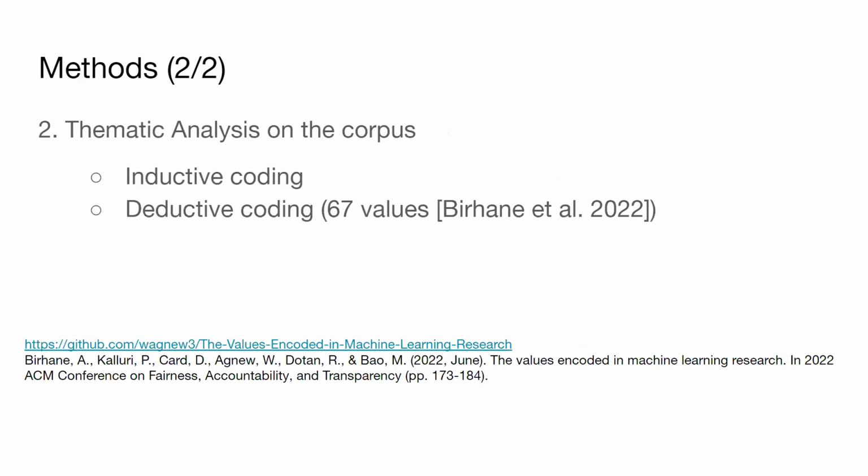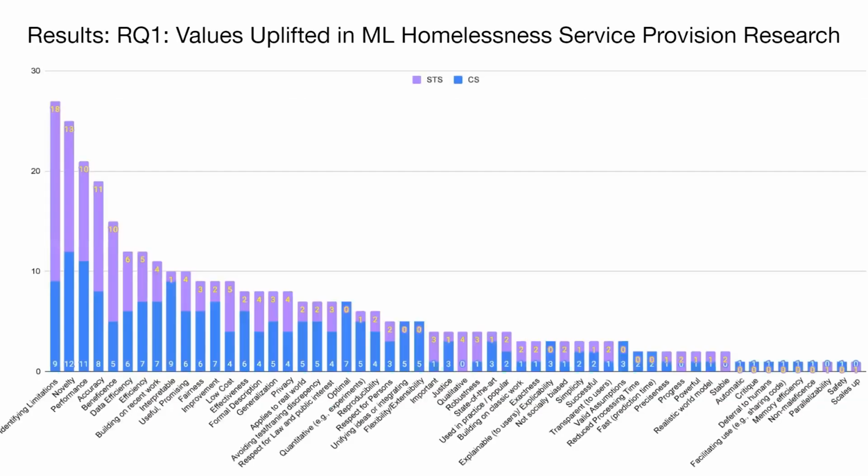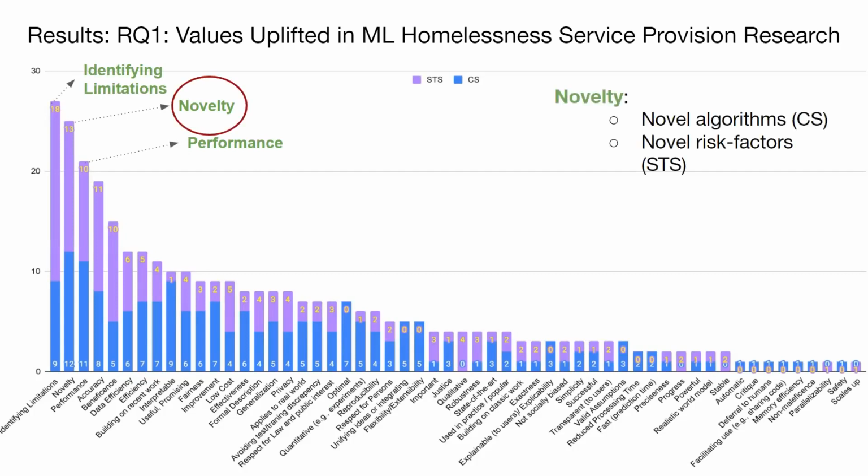During thematic analysis, we conducted both inductive and deductive coding. For deductive coding, 67 values were borrowed from Birhane et al. 2022 paper GitHub page. Moving on to results. In response to research question 1, we found novelty, performance, and identifying limitations were uplifted in the papers. We further observed that novelty often manifested as proposing novel algorithms for CS-focused papers and identifying novel risk factors for STS-focused papers. In all these discussions, humans were always placed as secondary.